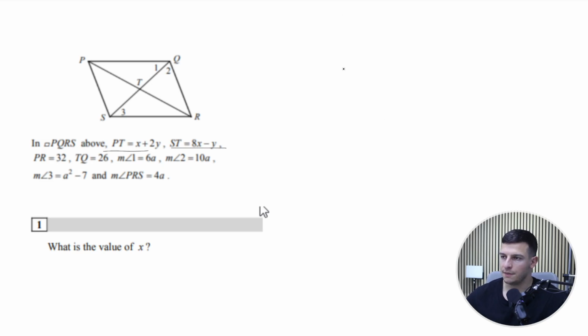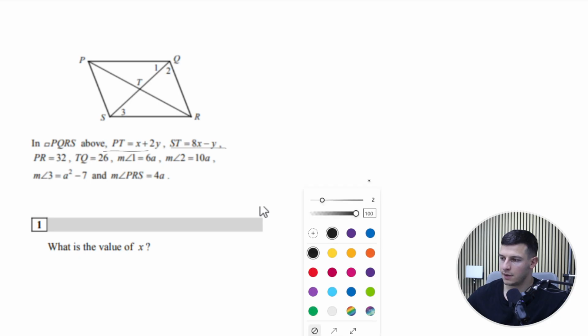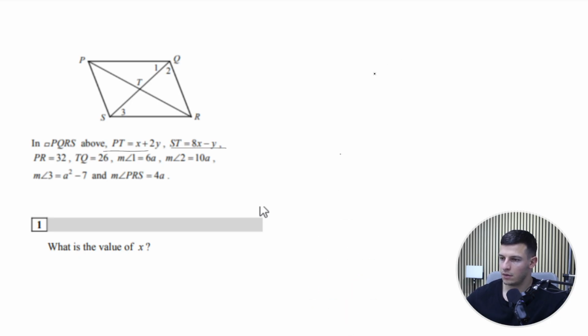What is PT? Let me make this marker a bit thicker. There you go. PT is half of PR. Yes? Why? Because it's a diagonal divided by 2. And how do we know it's divided by 2? Based on the rule we just learned. Whenever they're intersecting, they create equal pieces. And PT is equal to x plus 2y.